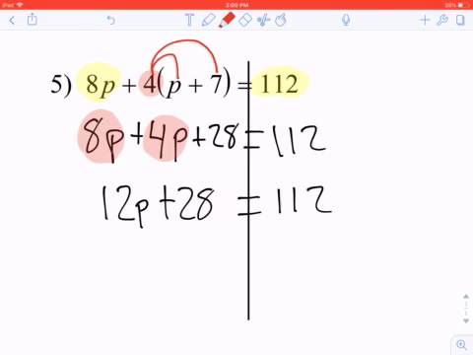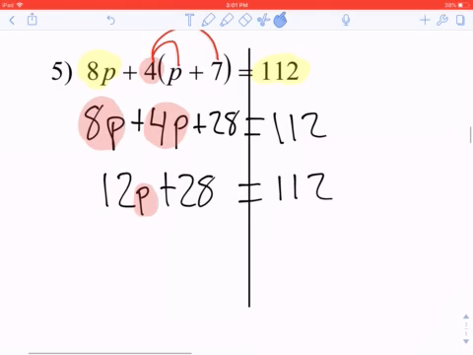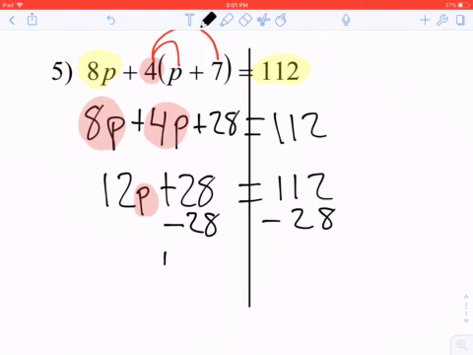At this point, we've created a two-step equation. We are trying to get p by itself, which means that 28 and 12 need to move. We will get rid of the 28 first by subtracting it from both sides, leaving us with 12p is equal to 112 minus 28, which gives us 84.